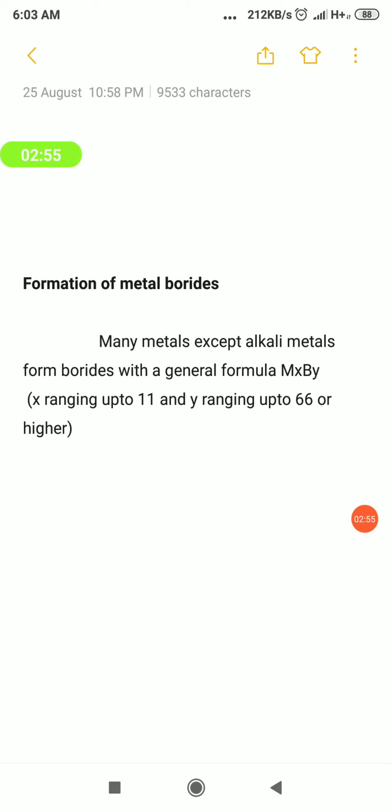The general formula of borides is MxBy. Here x represents the number of metal atoms and y represents the number of boron atoms. The value of x ranges up to 11, whereas the number of boron atoms can range up to 66, or even a higher number. So many metals except alkali metals can form borides with the general formula MxBy, with x up to 11 and y up to 66 or higher.